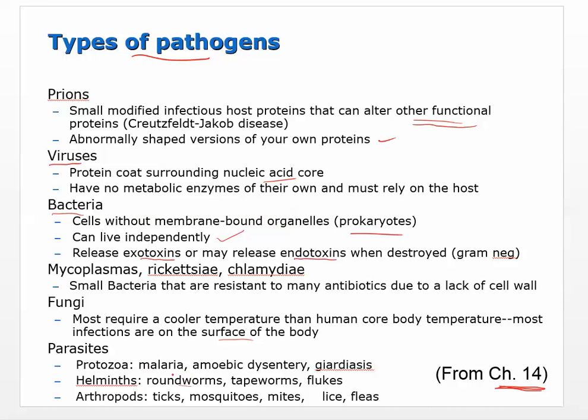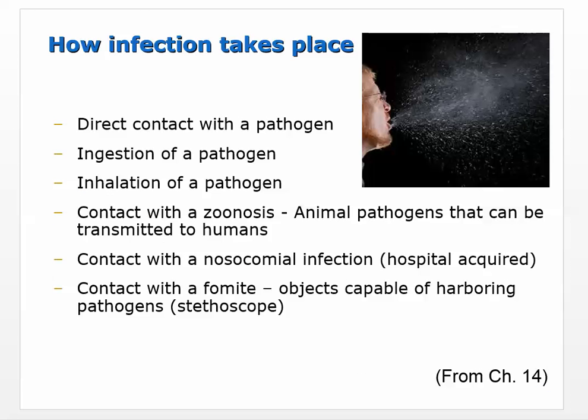Protozoa: malaria, which attacks red blood cells. We kind of talked about that. Amoebic dysentery, giardias. And these are the ones that eosinophils would go after: the helminths, the roundworms, the tapeworms, the flukes. Arthropods: ticks, mosquitoes, mites, lice, fleas. Okay, so we know what these are, and these are a little bit larger, and those can actually be vectors for other diseases.